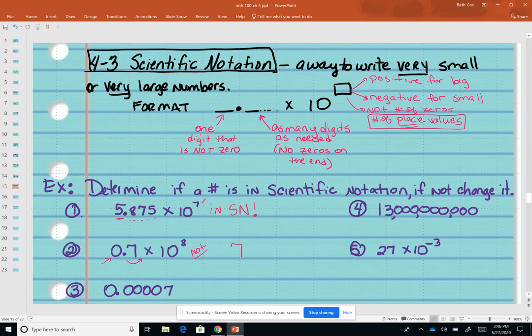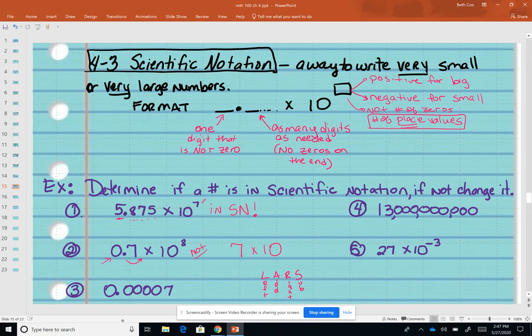So I have a 7 times 10, but wait a minute. Remember, the exponent represents decimal places, and I changed the decimal place. So how do we do this? Well, we have a little trick, a little mnemonic that we're going to use. It's LARS. If you move to the left, you're going to add 1 to your exponent. If you move to the right, you're going to subtract 1 from your exponent.